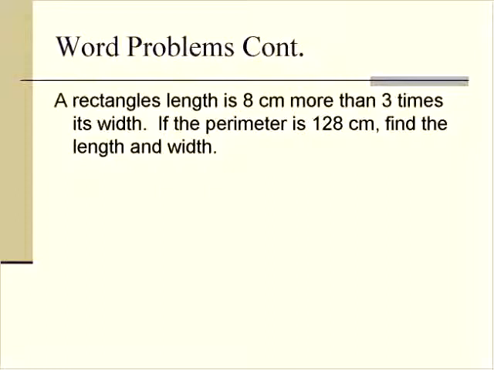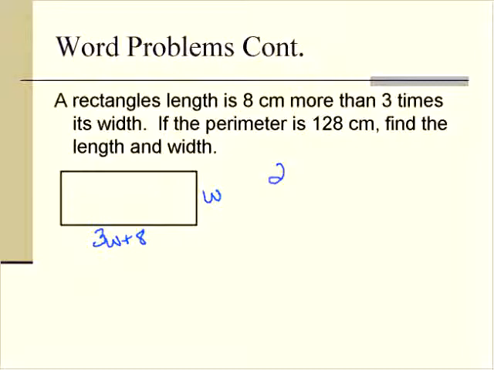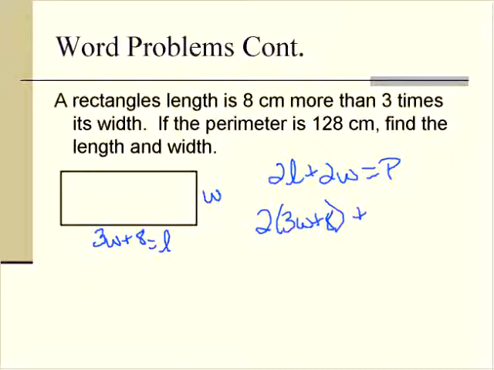Okay, this one involves a rectangle, so I'm going to start with a diagram. A rectangle's length is 8 more than 3 times its width. So if this is the width, this is 8 more than 3 times the width, and then 8 more than that. And the perimeter, which is twice the length plus twice the width, equals perimeter. So here's my length. So 2 times 3w plus 8 plus 2w equals 128.